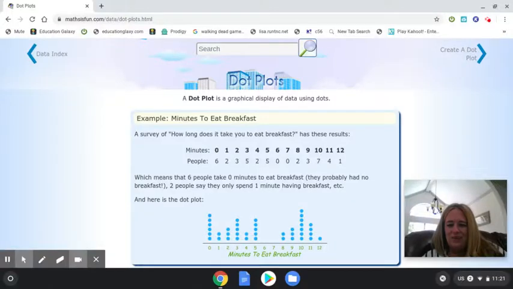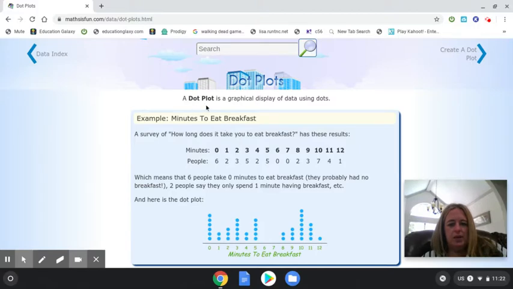Hey guys, we're going to go over dot plots one more time. I know that we have gone over them, but this is actually one of the more difficult graphs for us to read, just because I think there are so many numbers. So the key is to make sure that we really look at the labels on the graph.